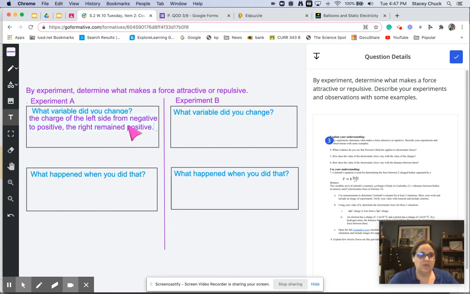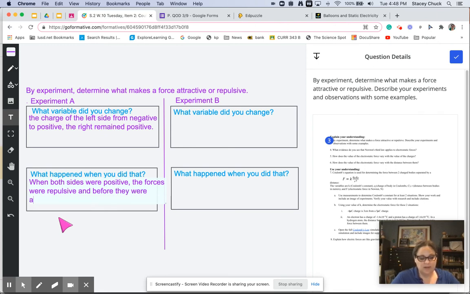Okay. And then what did we see when that happened? Well, when both sides were positive, the forces were repulsive. And before, they were attractive.